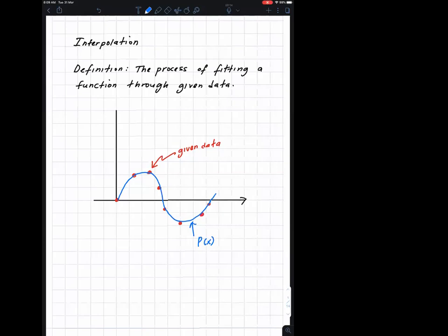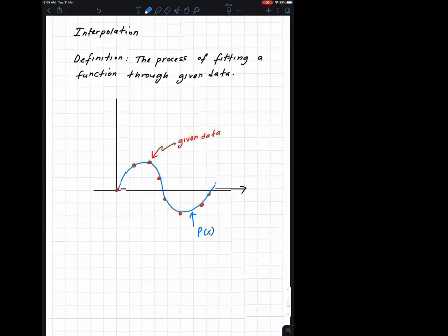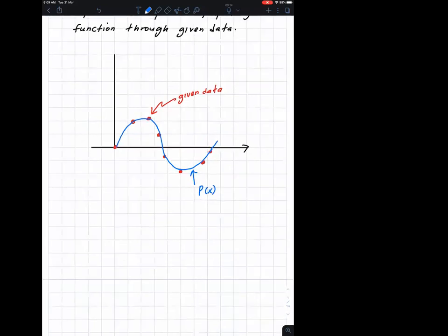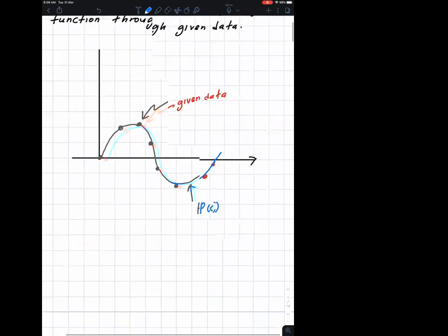So we are fitting the given data. The data is given in red, and then you want to fit that with a function called p(x). That is called interpolation.